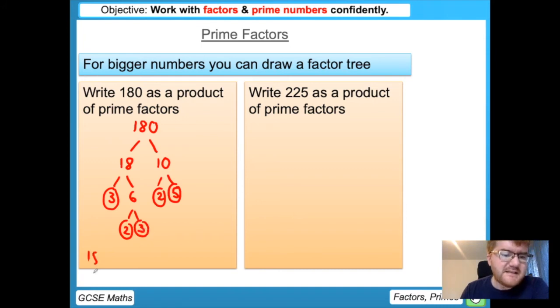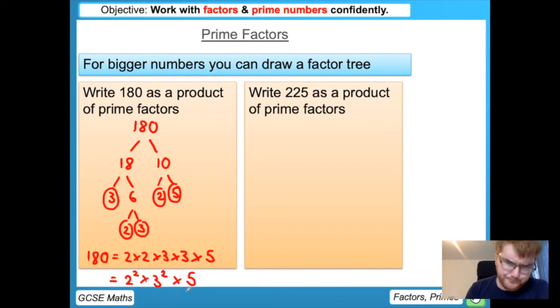And then if we write this out as a product of primes, well, we have 2 2's, so we go 2 times 2. And then we have 2 3's, so 3 times 3, and then times 5. Now, some of you may know already, you can write this now as 2 squared, because we have 2 2's. And we can write 3 squared, because you've got 2 3's. And then we can write 5 as well.